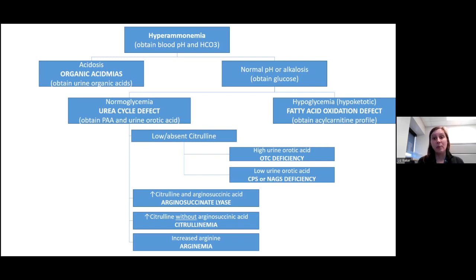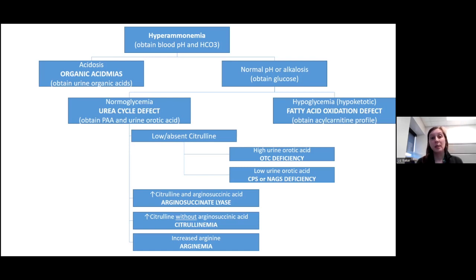However, if they have a normal pH or they're alkalotic and you have your blood glucose, you can decide if they're hypoglycemic or hypoketotic. You think about fatty acid oxidation disorders. So you get an acyl carnitine profile, which looks at our fats. Or if they're normoglycemic, you think of urea cycle defects. And so then you need to obtain a plasma amino acid and urine orotic acid to look through that.